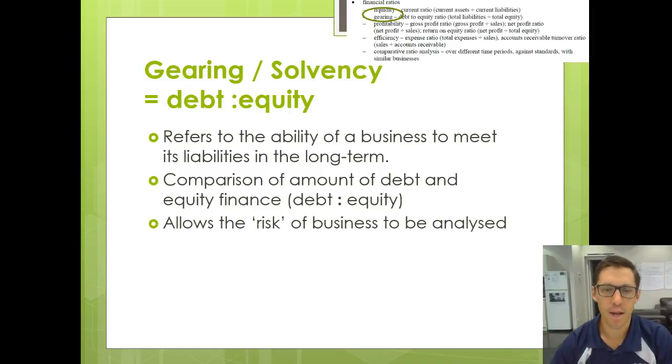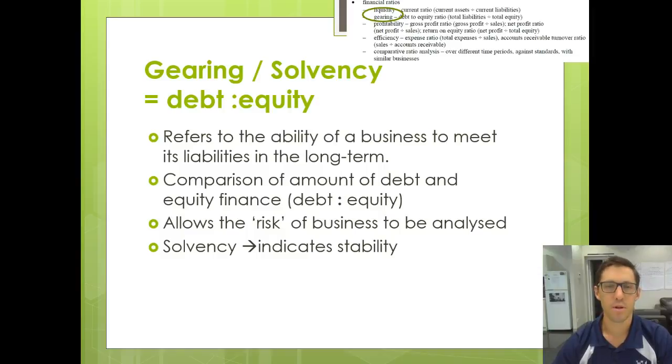And this really is an analysis of the business's risk, because over the long term, if the business can't meet those liabilities, then it is clearly at a relatively high risk, and there's a risk that that business will not be able to continue to operate. Another way to look at it, I guess, is it's an indication of stability or long-term stability of the business.